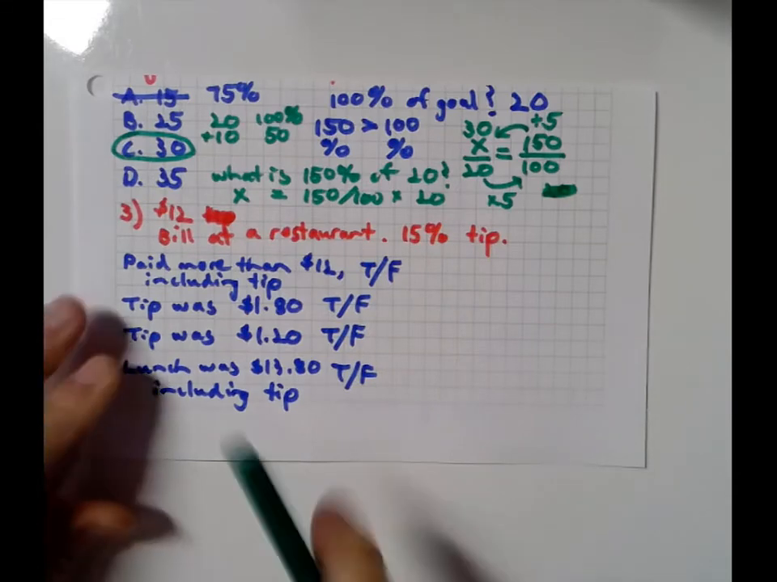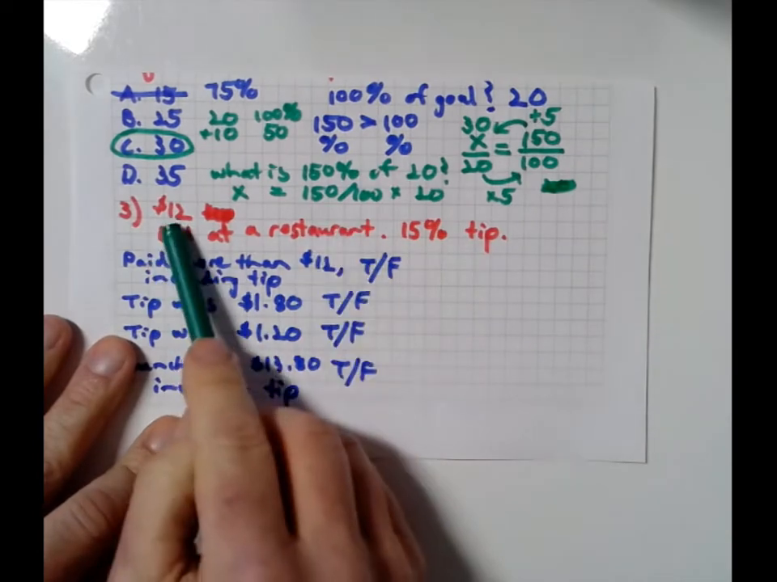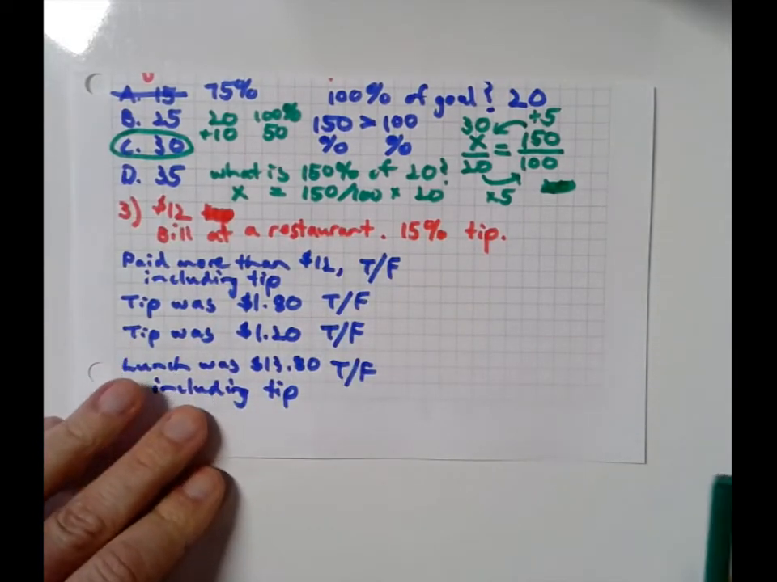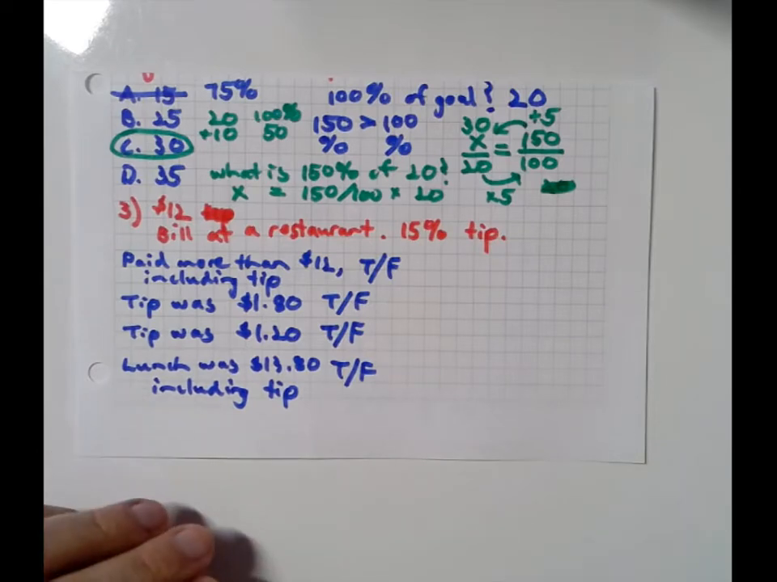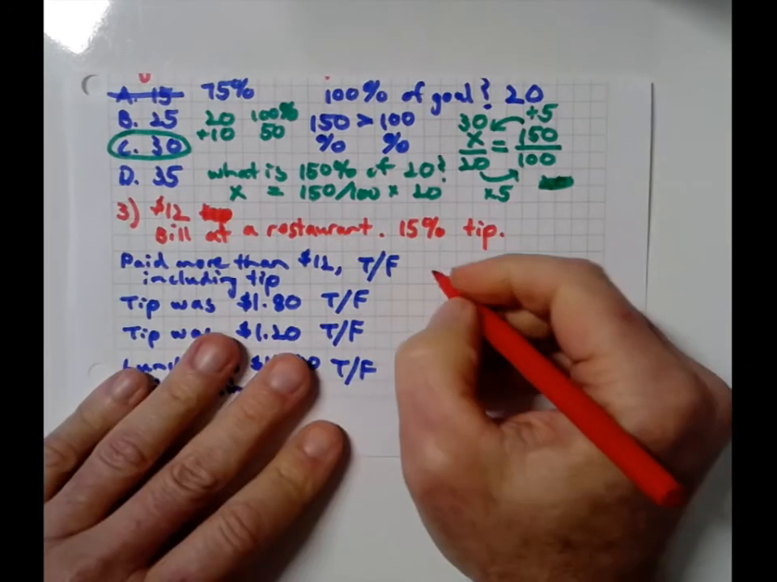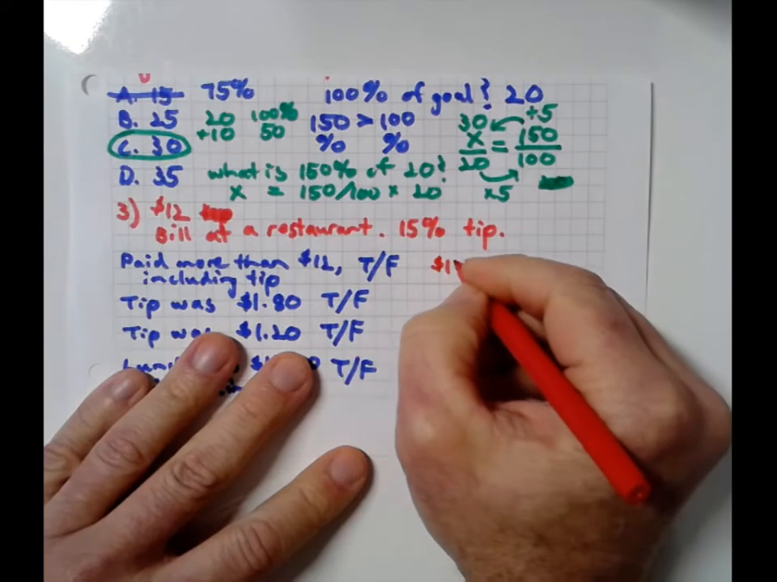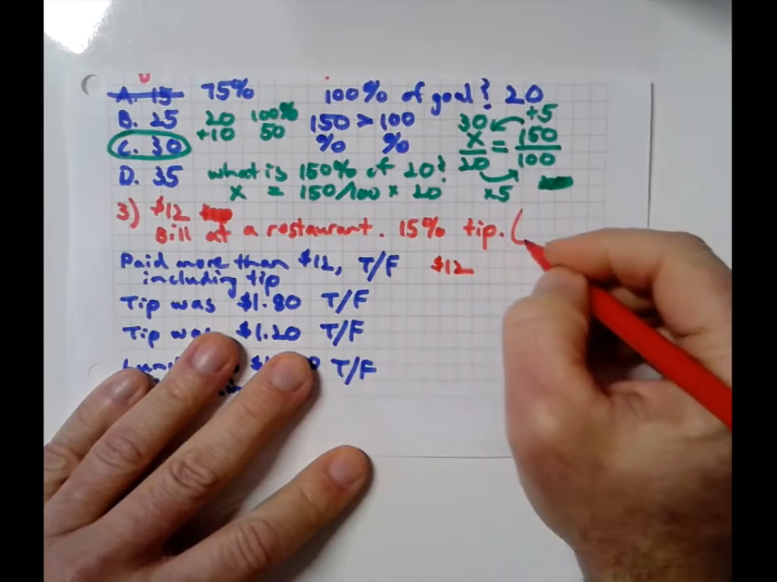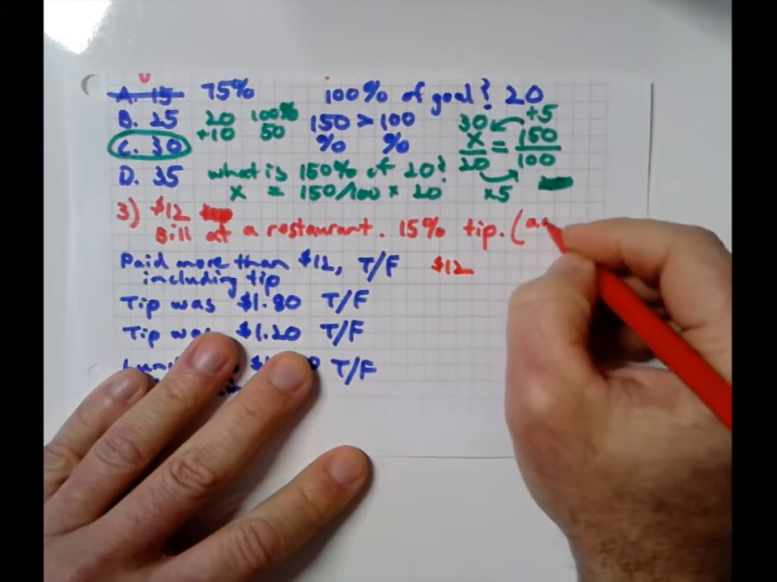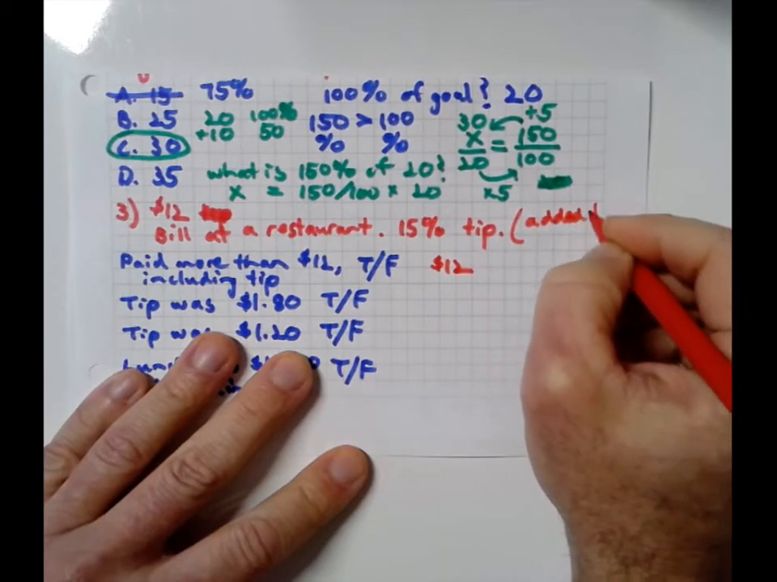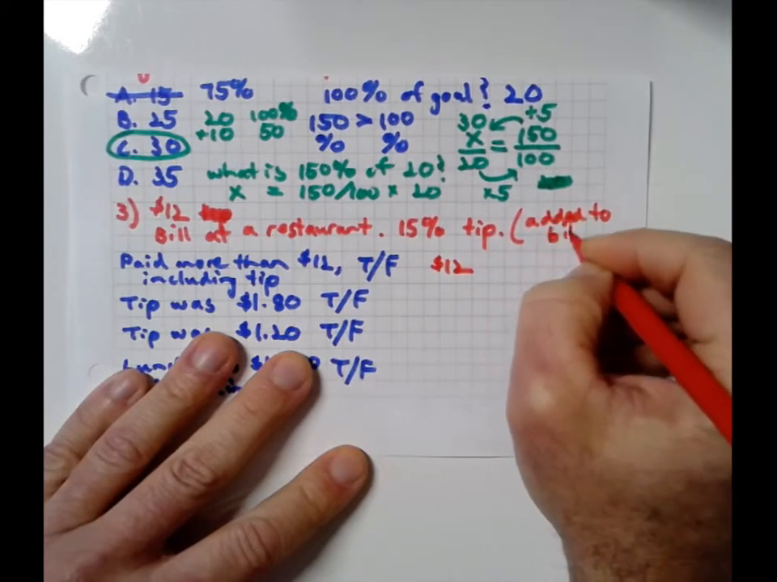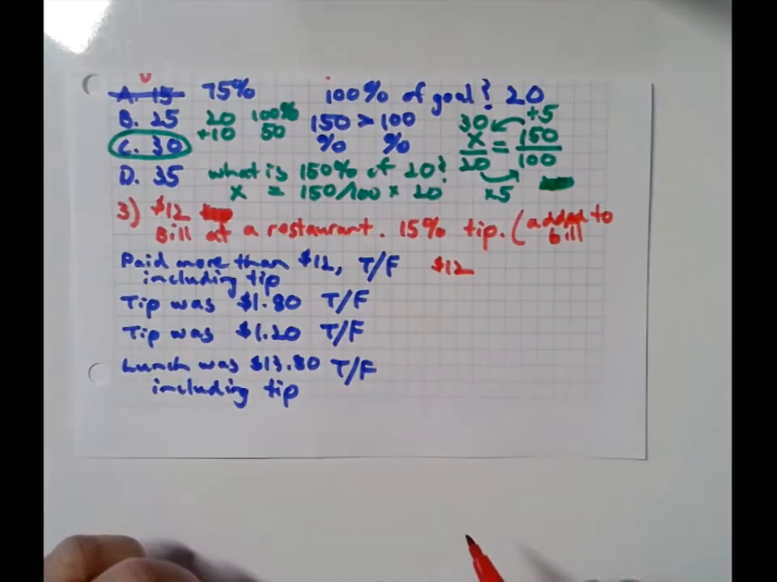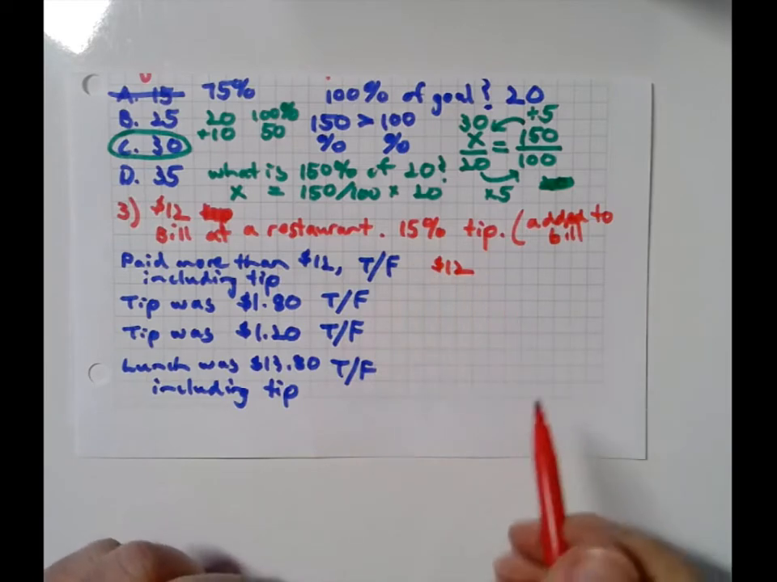Okay, somebody went to a restaurant, had a $12 bill, probably ate by themselves, I'm thinking. $12 and a 15% tip. The tip means the tip gets added to the bill. So we're going to pay more than $12, no matter how much the tip is.